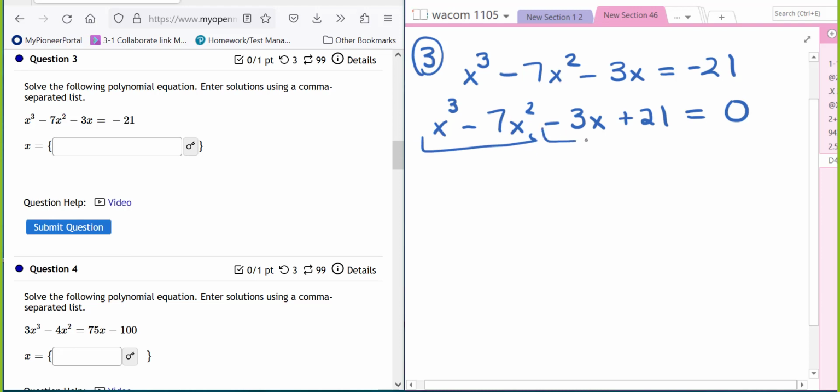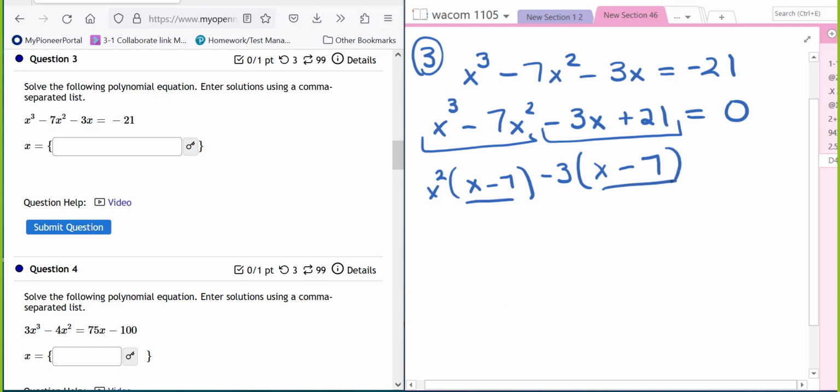So hopefully you remember grouping. And so we can take out an x squared, and that leaves x minus 7. Here we'll have to take out a negative, because it starts with negative 3. And that will leave x minus 7, because the negative, if it goes outside the parentheses, it came out of both. And what you hope to get is a common binomial, which we did. So that is now our GCF.